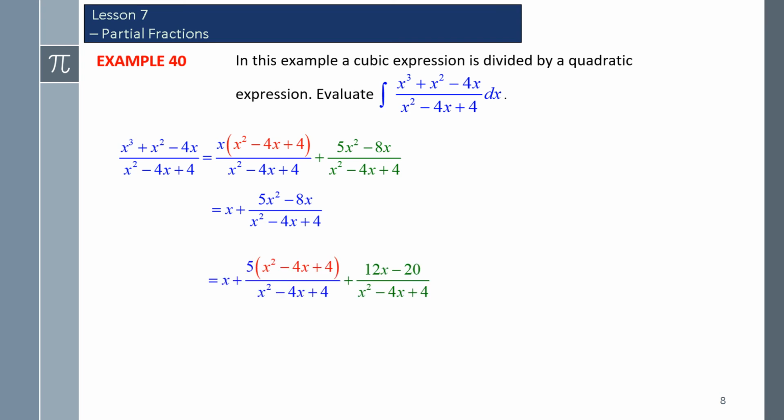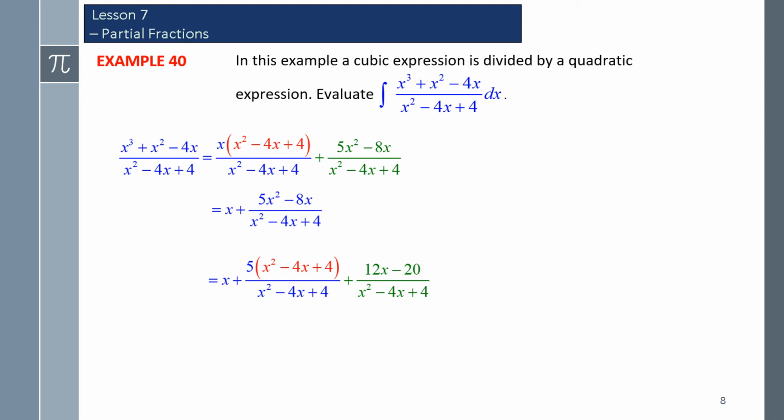Step 2. We now create the same quadratic again. So I might have my x squared take 4x plus 4 over x squared take 4x plus 4. They can cancel out to leave us with the 5. Follow that process again. I had a 5x squared, that's fine. 5 times negative 4x would be negative 20x, but I only had negative 8.